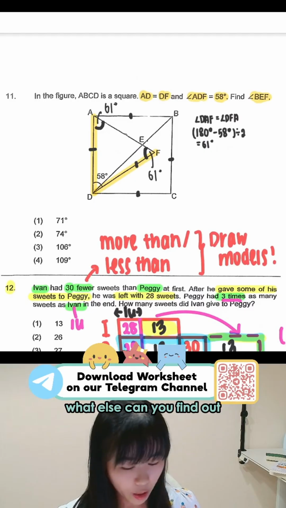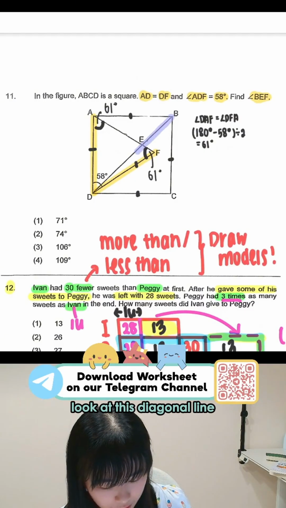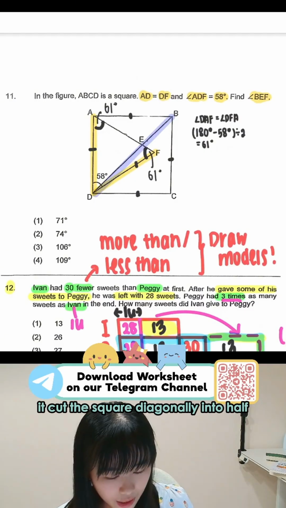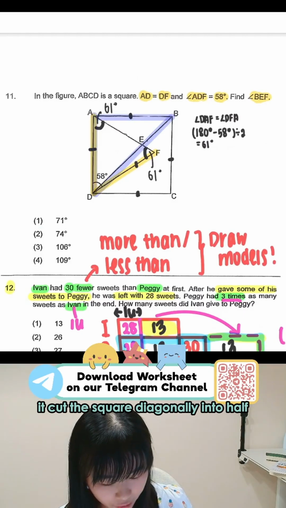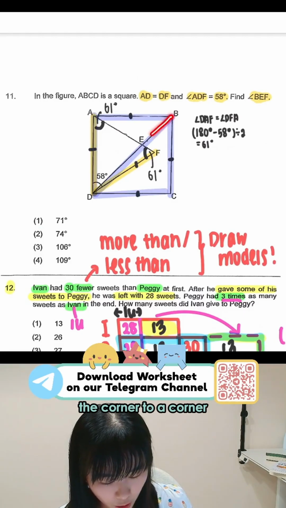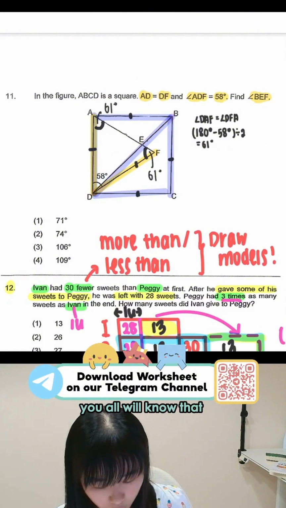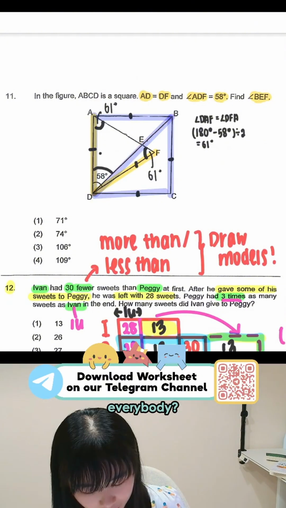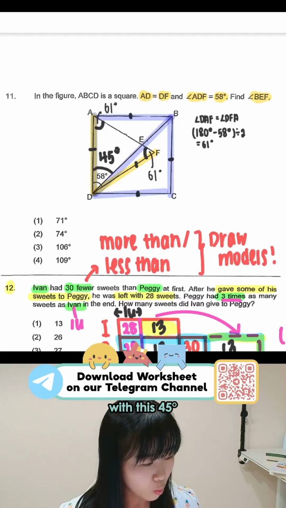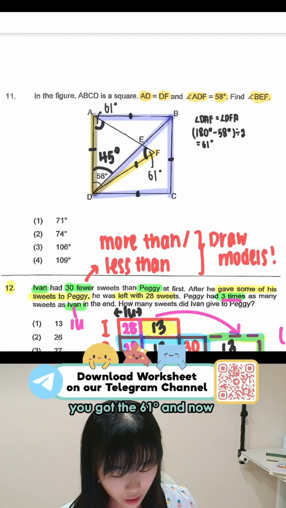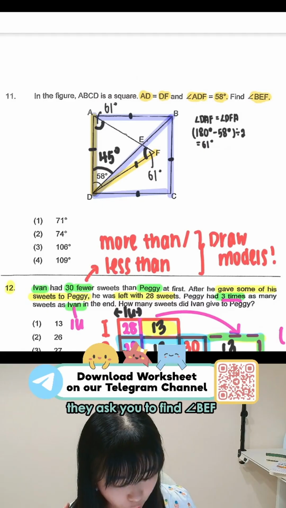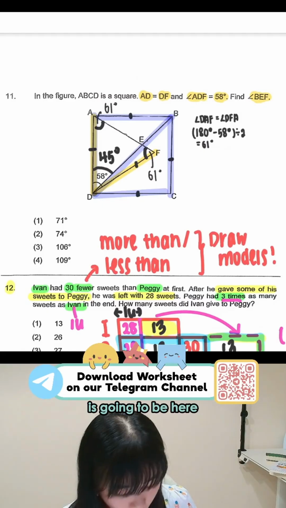From here, what else can you find out? Look at this diagonal line. It cuts the square diagonally into half because it cuts from corner to corner. So as long as it's from one corner to one corner, you all will know that this is how many degrees, everybody? Yes, 45 degrees, you're right. With this 45 degrees, you have a 61 degrees, and now they ask you to find BEF, which is going to be here.